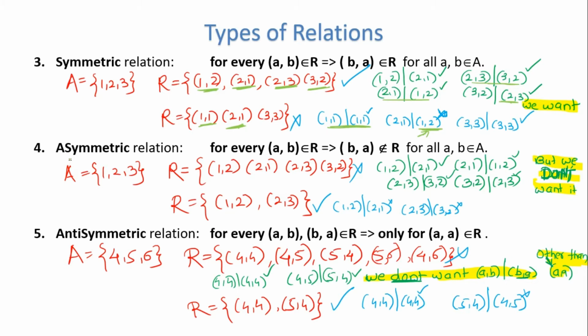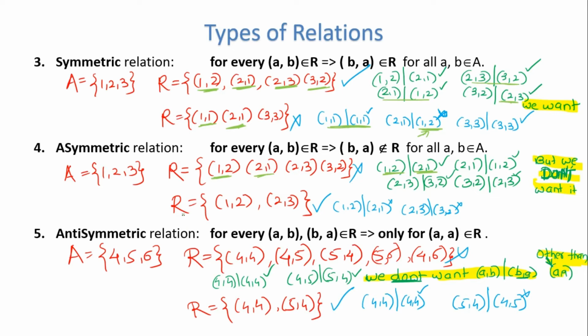Next type of relation is asymmetric relation. For making a relation asymmetric, for each and every ordered pair, you should not have their mirror image in your relation. For example, set A is {1, 2, 3} and relation is (1,2), (2,1), (2,3) and (3,2). Now we will check for (1,2), I should not have its mirror image in my relation. For (1,2), the mirror image is (2,1), but that is present in my relation. So I will stop further checking. That mirror image is present, so my whole relation will become not an asymmetric relation.